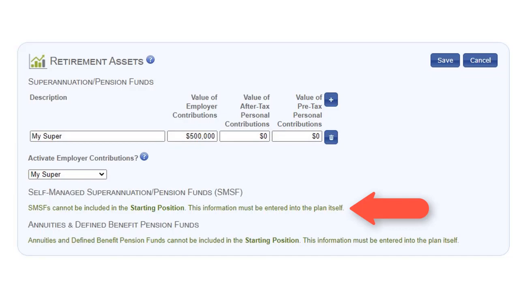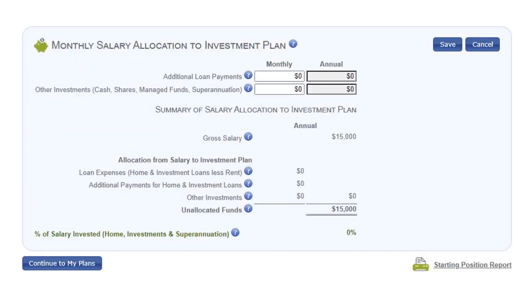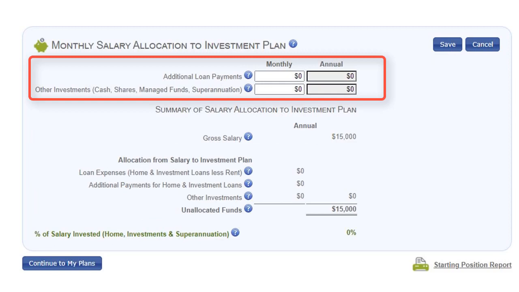If you have a self-managed superannuation fund, then this will need to be added directly into the account when you create the plan. In this plan, there is also the inclusion of an annuity, and this has to be added directly into the plan. The last section is to allocate savings from salary, but as this is a retirement plan, entry here will not be necessary.